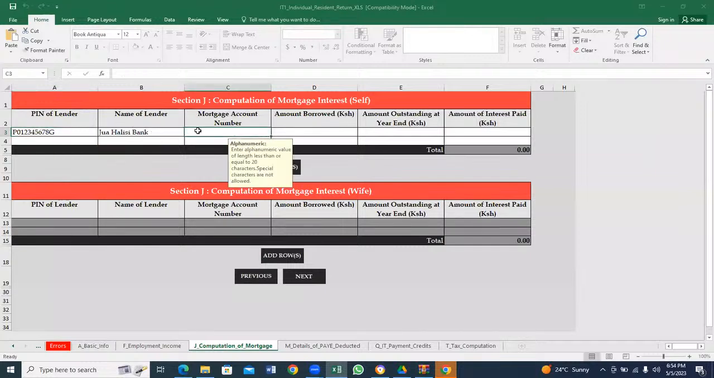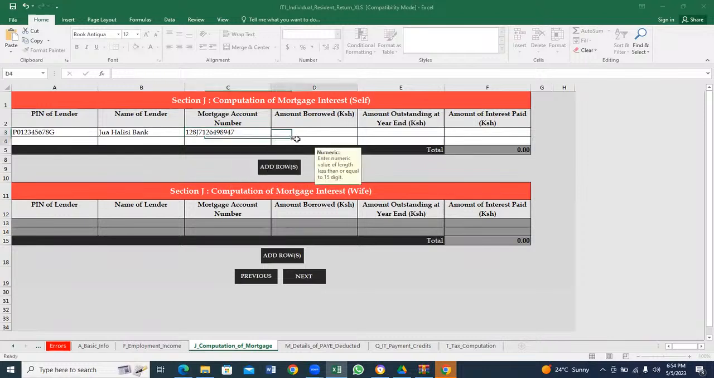Then mortgage number. Are you able to see the mortgage number in that mortgage statement? The mortgage number is the item number 11 there. You can see it. It's 128J 71 264 98 947. You've seen that number?